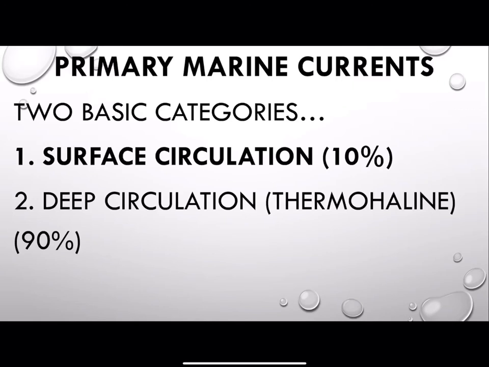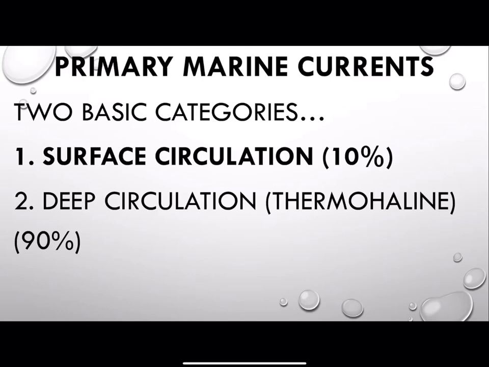It's commonly known as deep circulation. That means that the currents under this category are deeper into the seawater or in the ocean, and they cover about 90% of the ocean's waters. Okay, so two basic types: surface circulation and deep circulation.